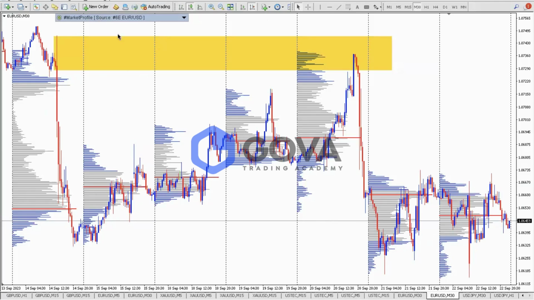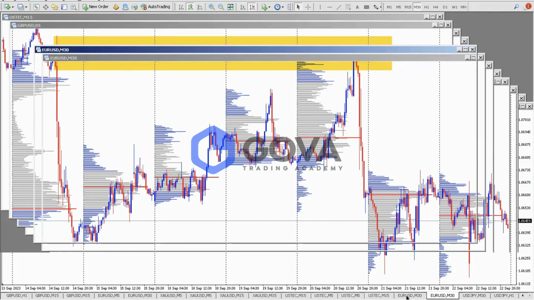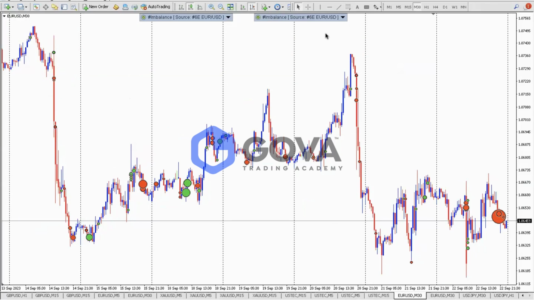Now, that is, by the way, on the volume profile. We also have what we call the imbalance. The imbalance chart is going to help us understand areas that have imbalance or zones that don't have imbalance. We have different types of markets. We have a balanced market, and we have an imbalanced market.